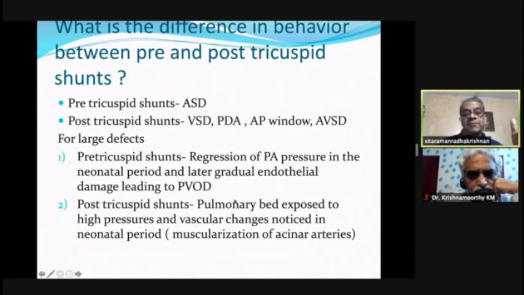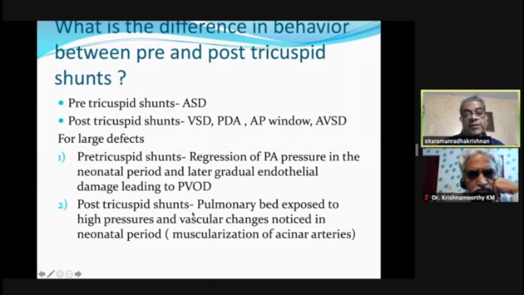We are more concerned with PAH and pulmonary vascular disease. So in precuspid shunts, regression of pulmonary artery pressure in the neonatal period and later gradual endothelial damage occurs in PVOD. So it is very, very rare to see a child with atrial septal defect having pulmonary hypertension. And of course, there is now a lot of controversy whether, if you see pulmonary hypertension in childhood atrial septal defect, is it a separate disease or is it because of atrial septal defect? I'm not going into that controversy.